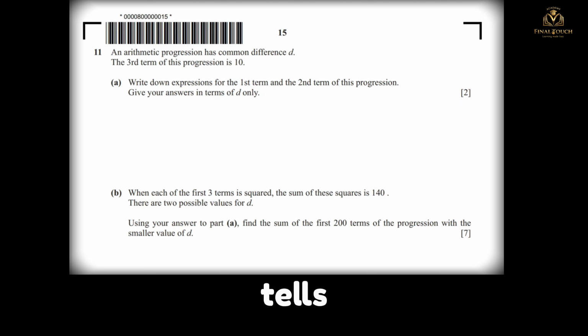So for this question, it tells us an arithmetic progression has common difference d. The third term of this progression is 10. Part A says write down expressions for the first term and the second term of this progression. Give your answers in terms of d only.